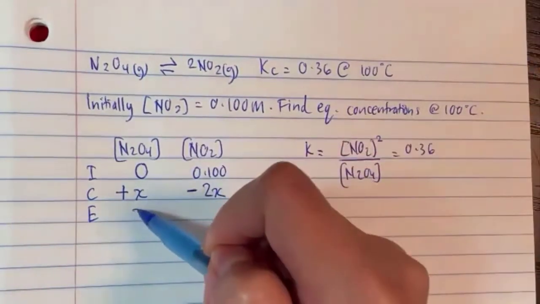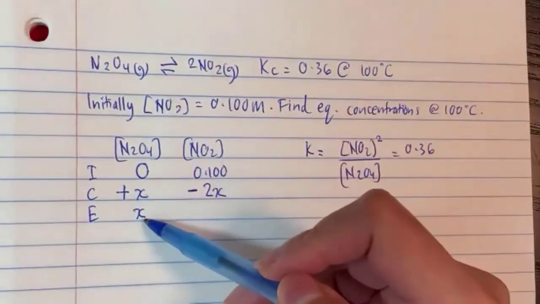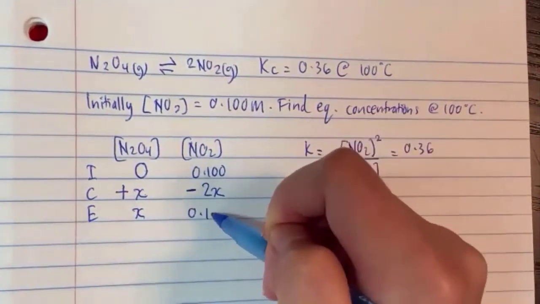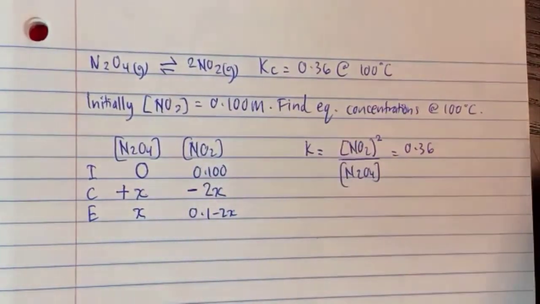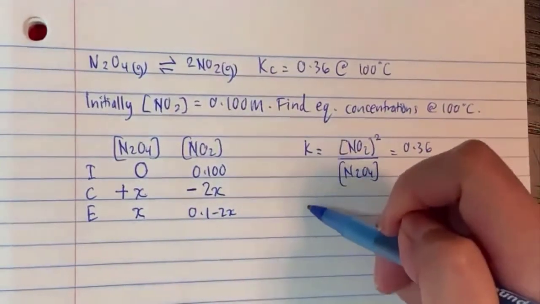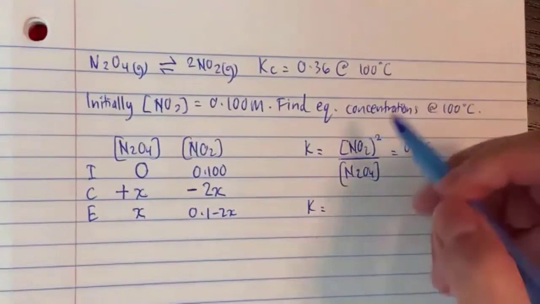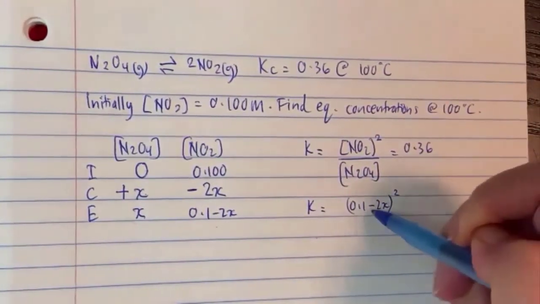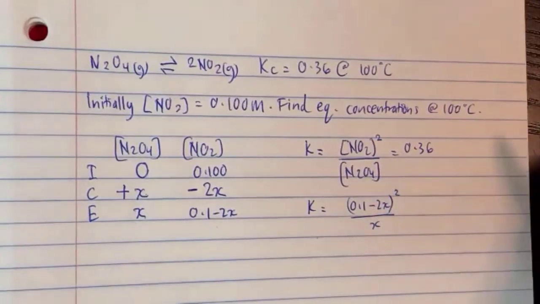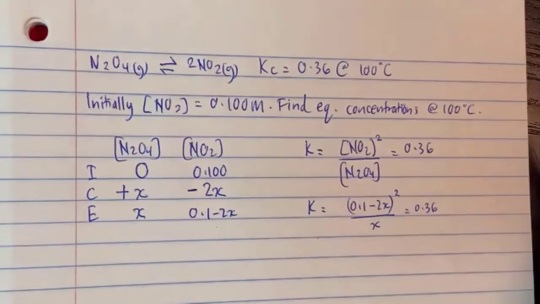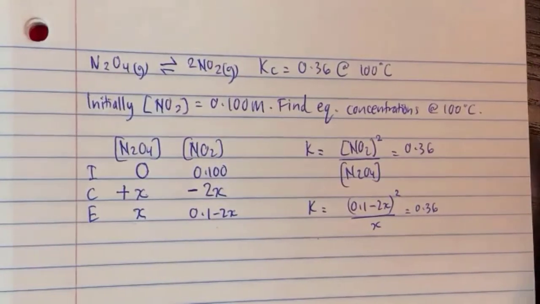Okay, and then you just say 0 plus x is x, and 0.1 minus 2x. I'll just write it out, 0.1 minus 2x here, and I'm going to take this and plug it up here. So K equals 0.1 minus 2x, and you have to square that, divided by x, and that equals 0.36. And now you just want to solve for x.